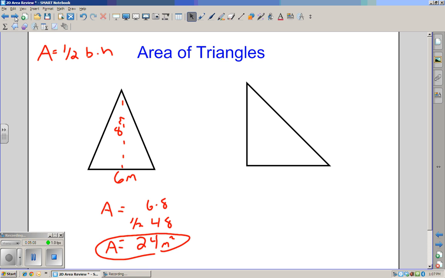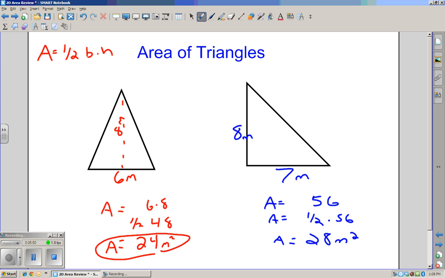Please try this triangle over here. Let's put the base of it as 7 and the height as, let's go 8. And both of these will be meters. Please pause your recording now and complete these. All right. Again, I begin with my base times my height. That is 8 times 7, which is 56. And then I take half of 56, which would be 28. So 28 meters squared.